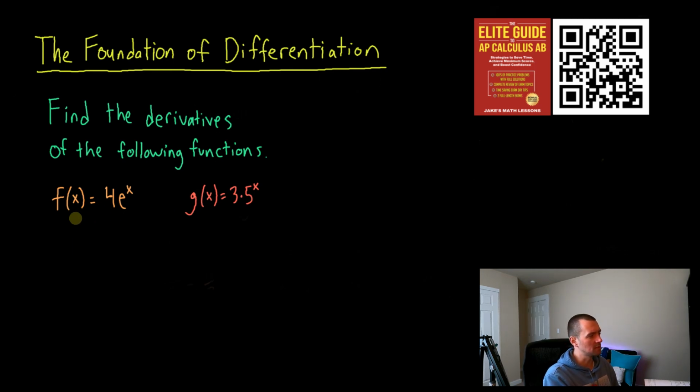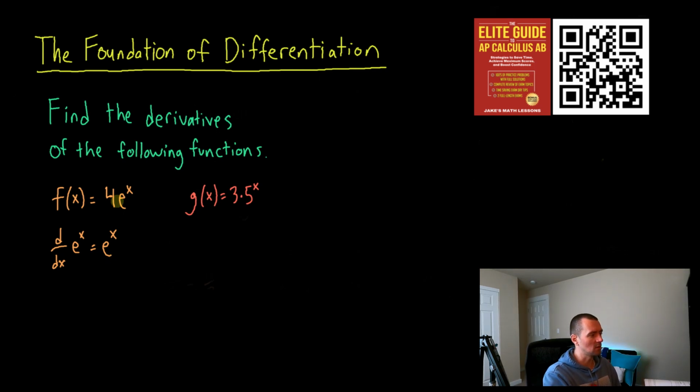So let's start with this first one, f of x, which is 4 times e to the x. You want to remember that the derivative with respect to x of e to the x is just simply e to the x. It's actually the only non-zero function whose derivative is itself. So it's a nice function to be taking the derivative of.